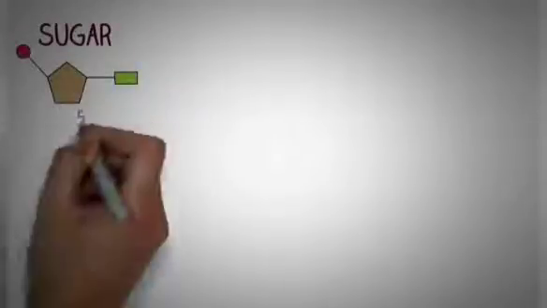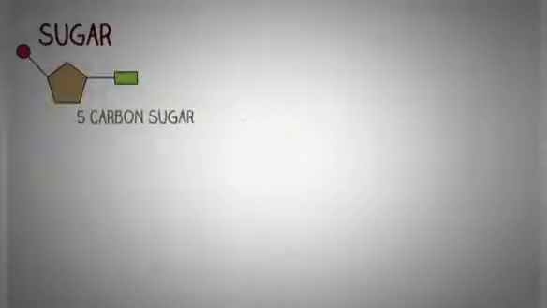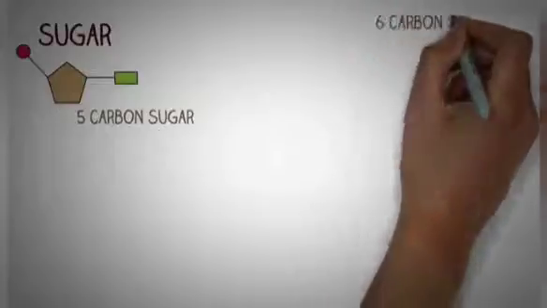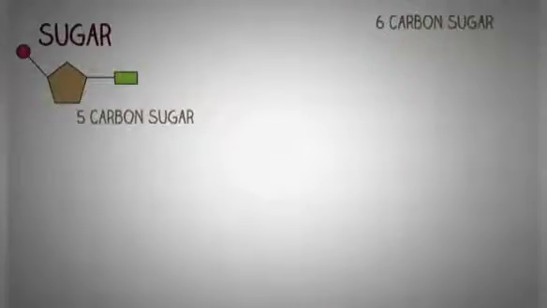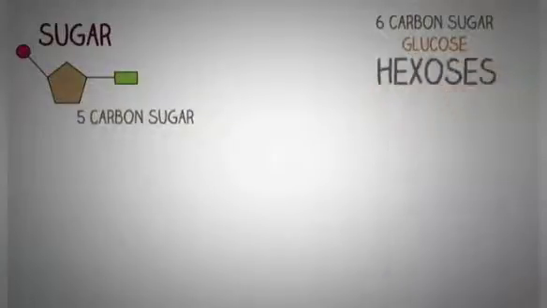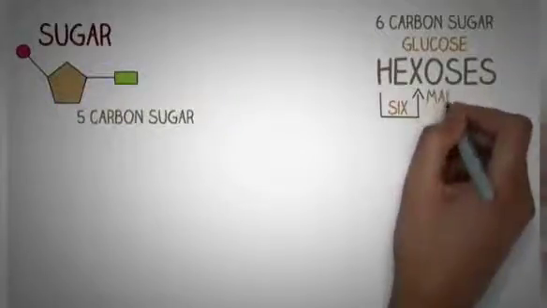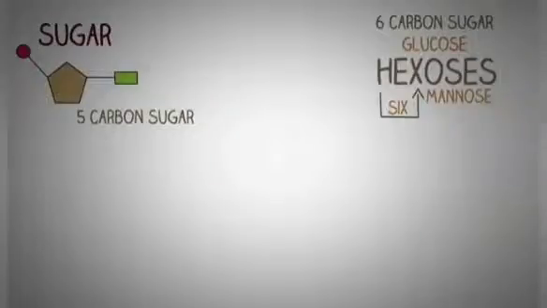So the first is the sugar. The sugars present inside the nucleic acids are 5 carbon sugars. Now most of you know the 6 carbon sugar present inside the body, and the most important of them is glucose. In chemical nomenclature, all the 6 carbon sugars are called hexoses, the word hex meaning 6. There are different types of hexoses in our body other than glucose, like mannose and galactose.